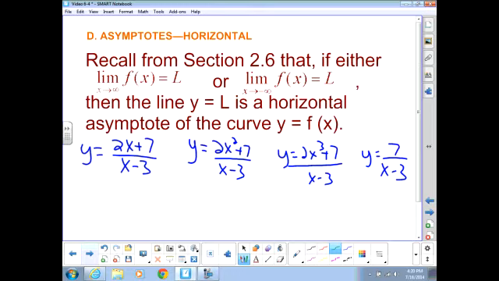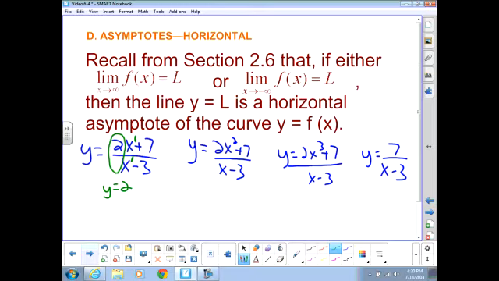The first is when the degree is the same. These are both raised to the first power. When that's the case, you take the ratio of the leading coefficients. So in this case, it would just be 2 over 1, so y equals 2 would be our horizontal asymptote.